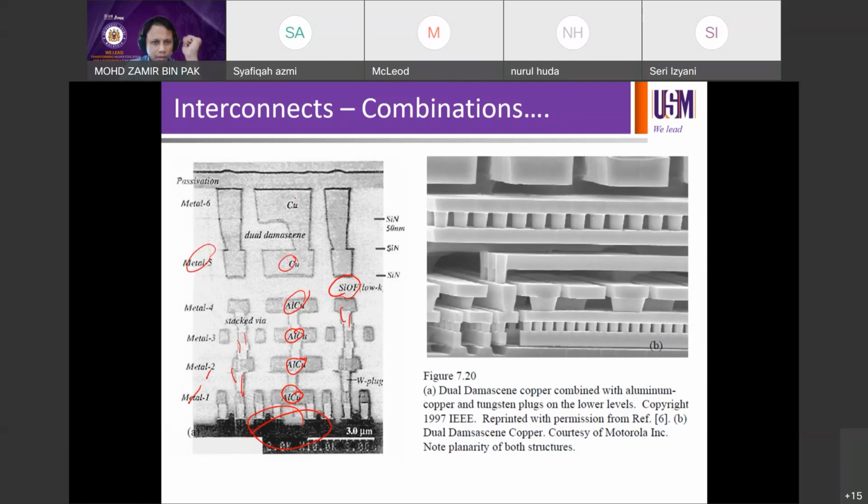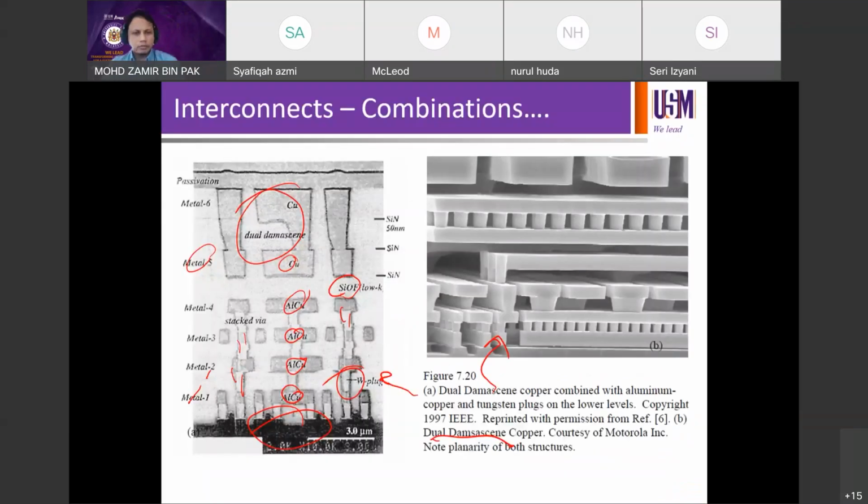Then you have this Damascene yang kita tengok dalam previous slide tadi, dual Damascene process. So that's how it looks like. So dual Damascene combining aluminium, copper, and tungsten plugs on the lower level. So the plugs are tungsten, just like what we discussed before. So that's the one on the left. And then on the right, dual Damascene copper. Okay, that's how it looks like. Very nice stack of copper Damascene from Motorola.